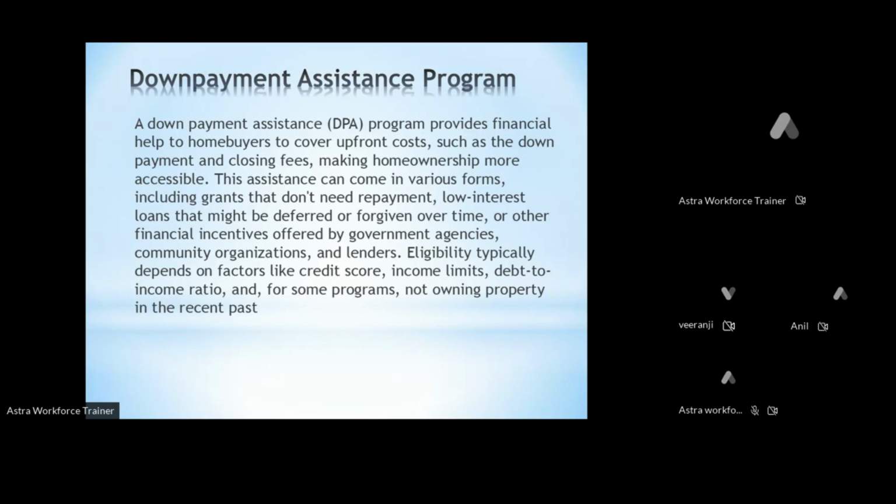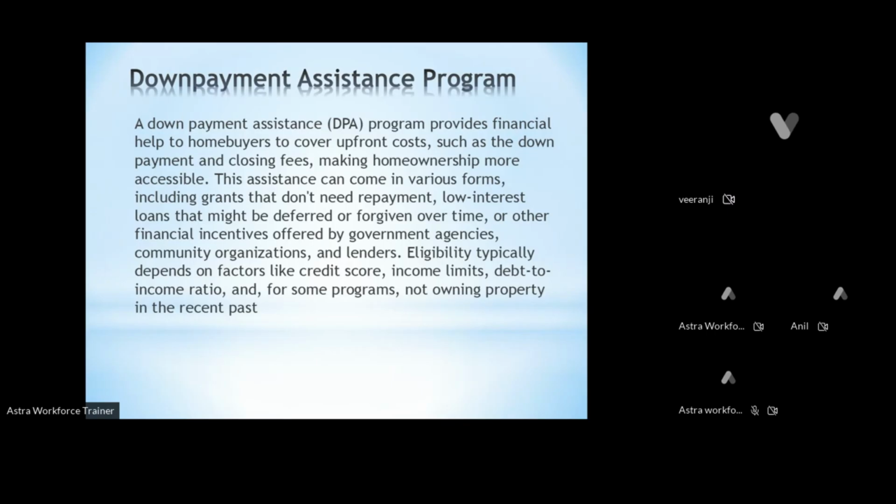Down payment assistance program. The down payment assistance program provides financial help to home buyers to cover upfront costs such as the down payment and closing fees, making home ownership more accessible. This assistance can include grants that don't need repayment, low interest loans that can be deferred or forgiven over time, or other financial incentives offered by government agencies, organizations, and lenders. Eligibility typically depends on factors like credit score, income limits, debt to income ratio, and for some programs, not owning property in the recent past.